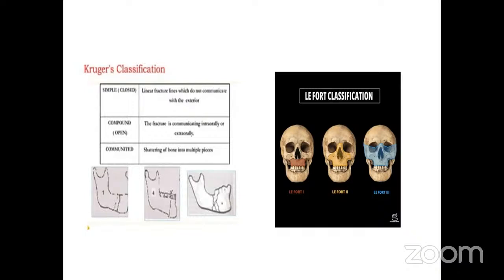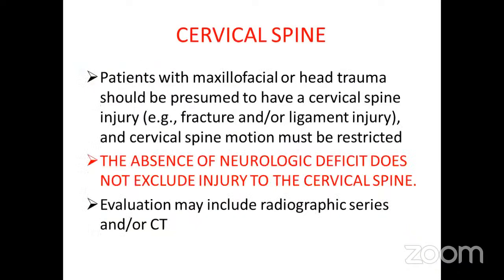Whenever there's a nasal bone fracture or a nasal sinusitis, you should be careful when you are placing a Ryle's tube. Definitely with a nasal bone fracture and a base of skull fracture, avoid placing a nasogastric tube. And coming to the cervical spine, the absence of a neurological deficit does not exclude injury to the cervical spine. So we need to get a radiographic series and a CT scan to exclude cervical spine injury. And unless proven otherwise, you should be very careful with the cervical spine, and motion should be restricted.